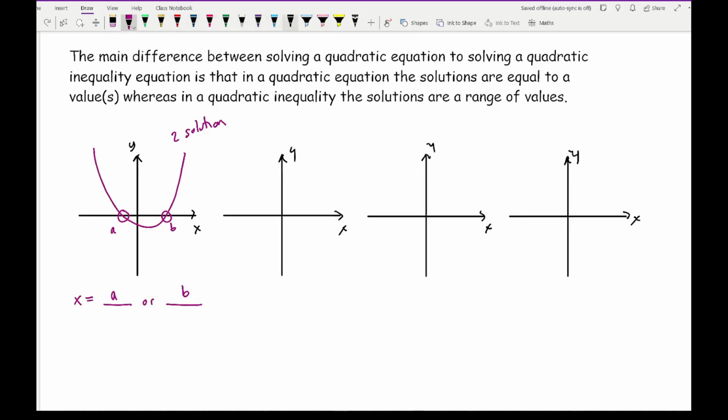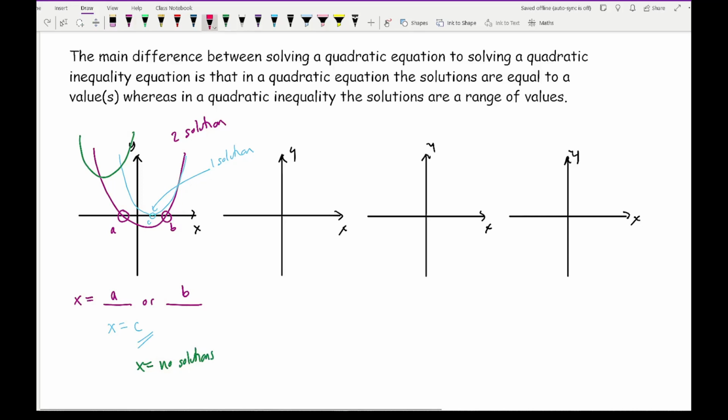We could also have a positive parabola where we've only got one solution, and that's where the x-axis is going to be a tangent. So that's just one solution, in which we'll just write x equals, and if I just label that point C, it would be C. And we can also have a positive parabola which has absolutely no solutions. So here we've got x equals, and then basically we've got no solutions. The reason why it's got no solutions is because it doesn't cross the x-axis.